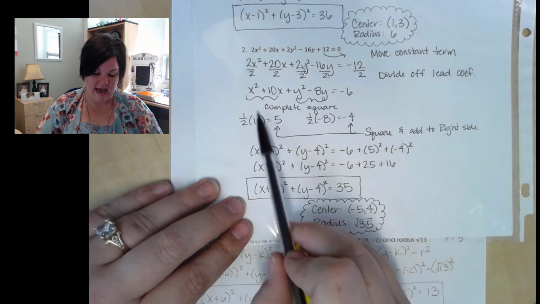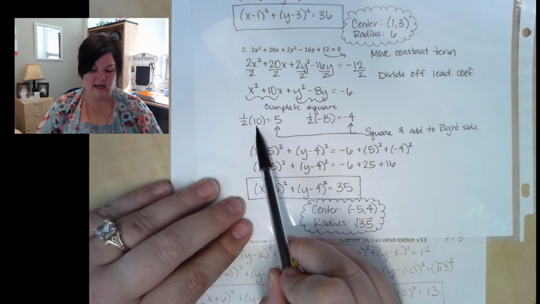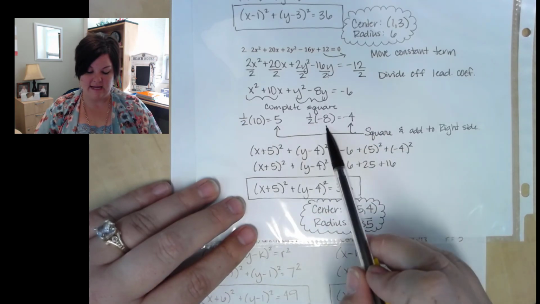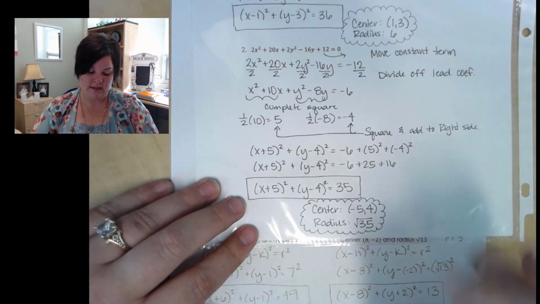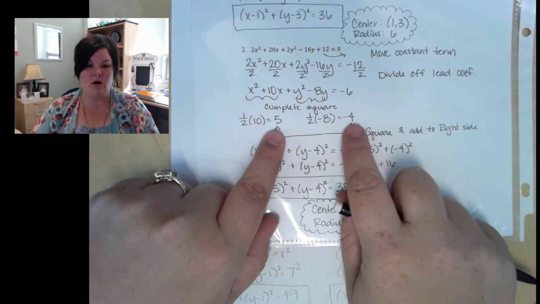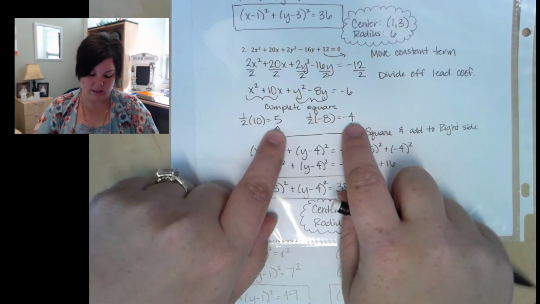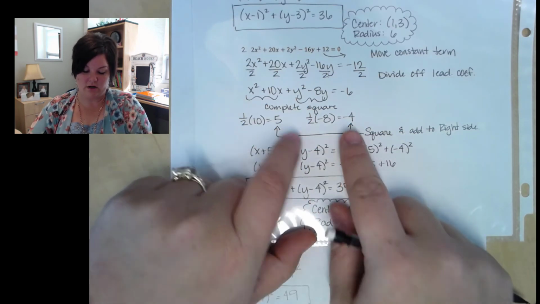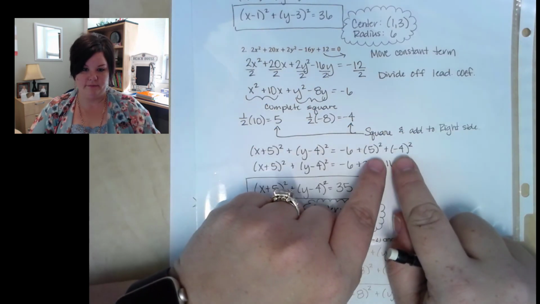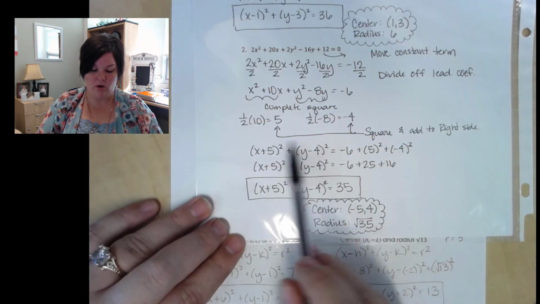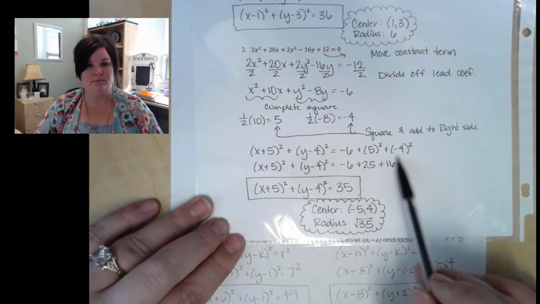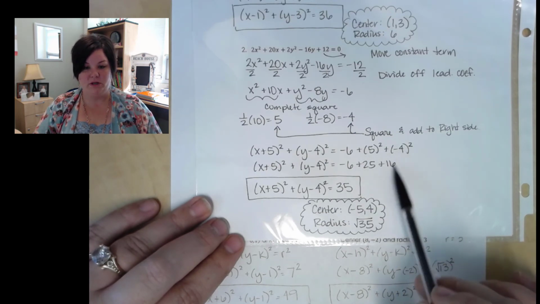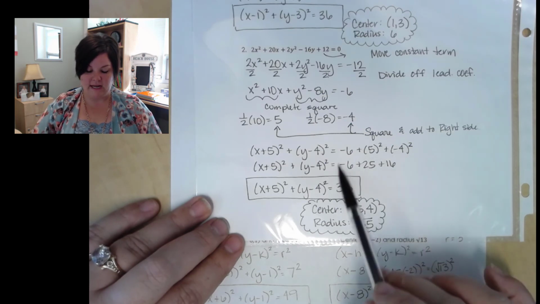So when I take half of my x term coefficient, which is 10, I get 5. When I take half of my y term coefficient, which is negative 8, I get negative 4. So that means that these two numbers, 5 and negative 4, are going to be the numbers inside my squared quantities, right? They're also going to be the numbers that I square and add to the other side, okay? So we have our quantities looking the way we want over here. On the right-hand side, we just have to simplify our squared numbers. So negative 6, 5 squared gives me 25. Negative 4 gives me 16. When I combine all of this, I get 35.